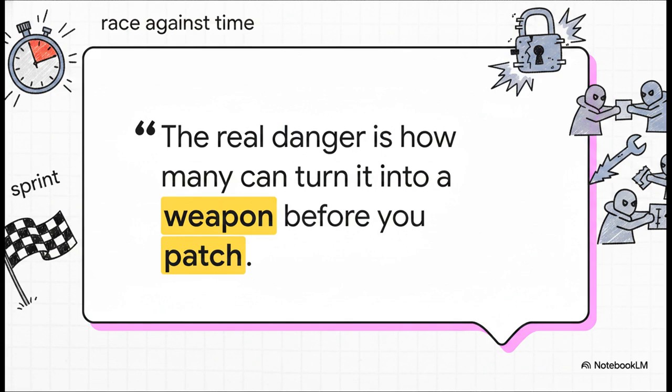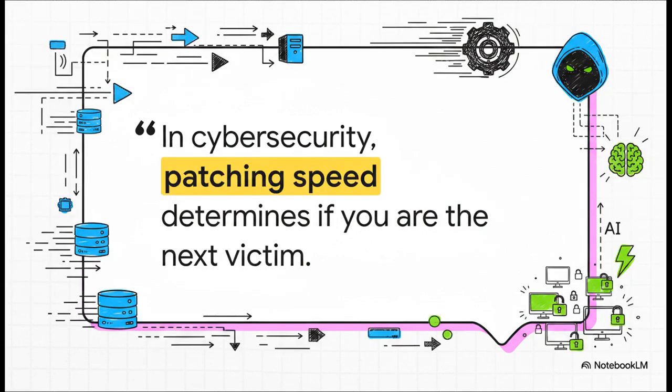The real danger isn't the vulnerability itself, it's how many people can turn it into a weapon before you have the chance to patch. The vulnerability is just the starting gun. The weaponization, well, that's the sprint. Ultimately, in the cybersecurity world, patching speed determines if you're the next victim. It's a pure agility test. It's the AI-assisted hacker versus the global enterprise.